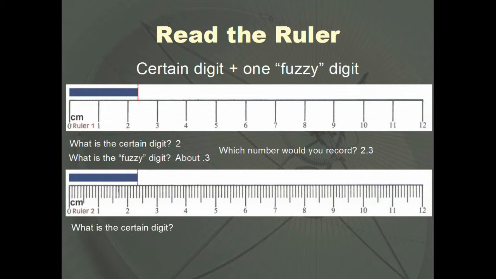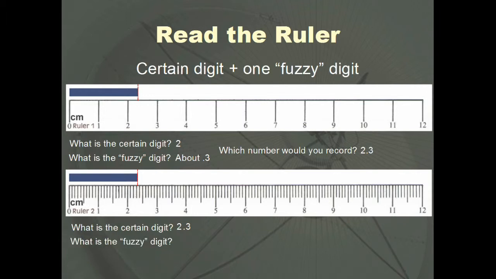Let's see what we can do now. Which digits are actually certain, that I can read for sure? Well, there is a 2, and now there's definitely the 0.3, because I can see absolutely that this is the length of my blue bar. But the blue bar extends a little bit beyond the 0.3. Again, there's no subdivision past that point, so I have to estimate what this might be.